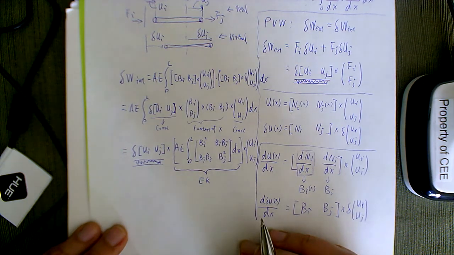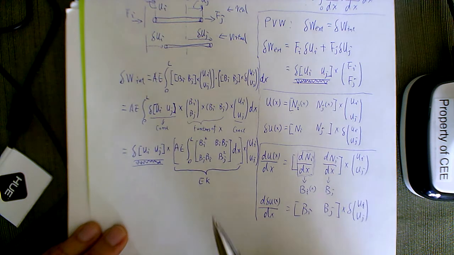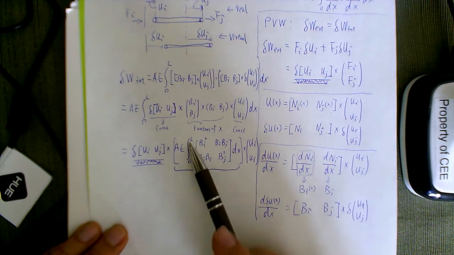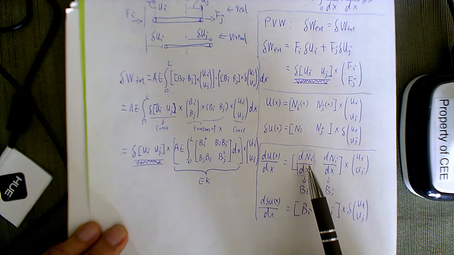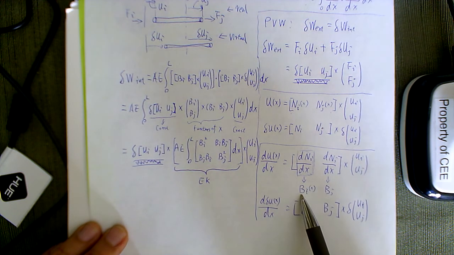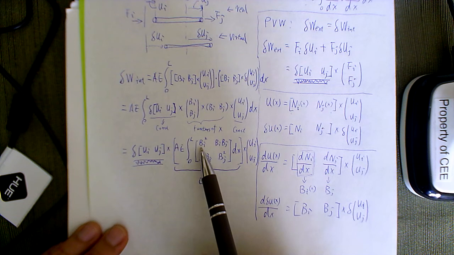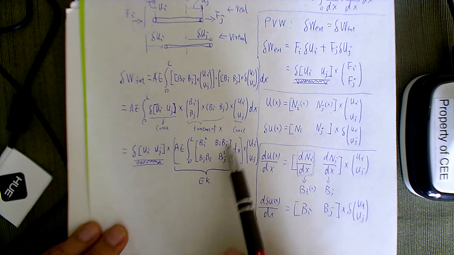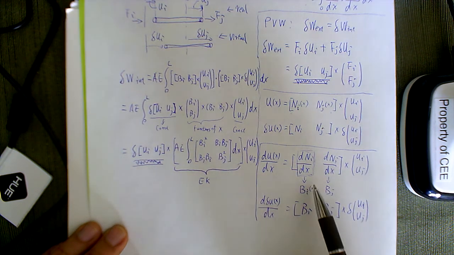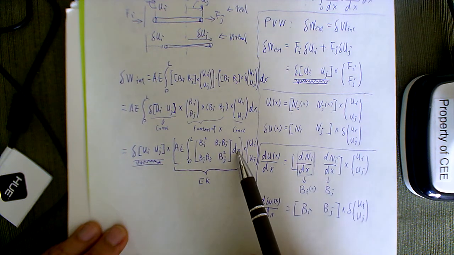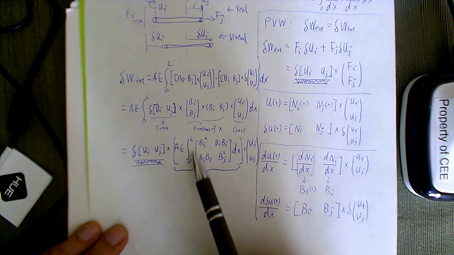So basically what you're saying is that for a bar of AE and L, I just need to put AE there, and then I need to take my shape functions of i and j, and differentiate them to get my B, whatever that is. Then we're going to put B into this matrix so that each component of the matrix is actually a function of x. And then I'm going to integrate those B's from 0 to L, and then I got my EK.